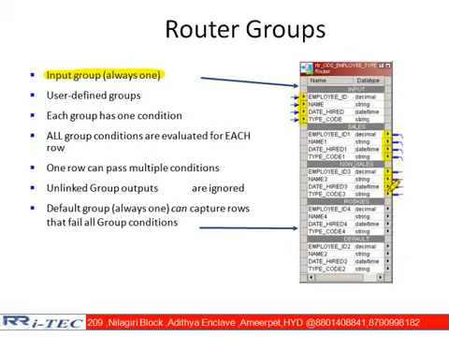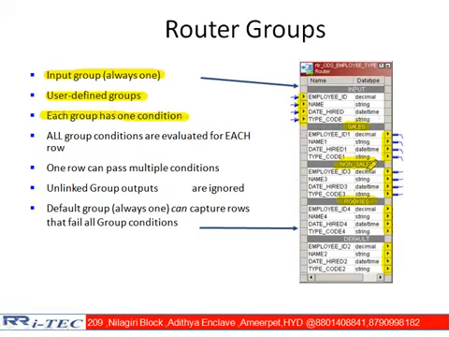This is one output corresponding to non-sales people. This is one output corresponding to rookies. This is one output corresponding to default, which are not falling under any of these groups. Those guys will be falling into the default group. User defined groups are these three things, whatever available: sales, non-sales, rookies. Each group has one condition.